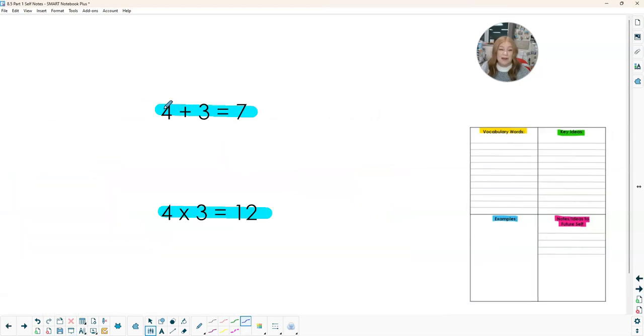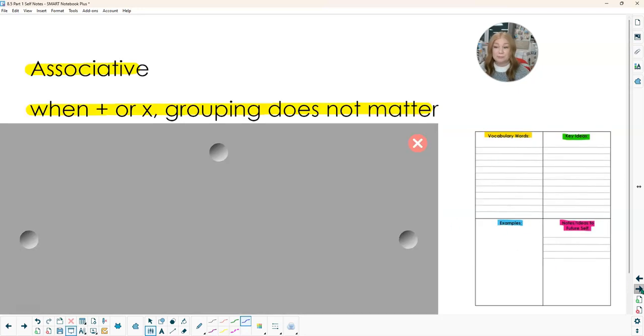So some examples, if I have 4 plus 3, that equals 7. I can change that and I can start with 3 and then get 4, but I will still end up with 7. And the same thing on multiply. If I have 4 groups of 3, I can also have 3 groups of 4 and it still equals 12, right? We are commuting and flipping. We're going back and forth, and it won't matter. Now, this does not work with subtraction or division. This only works with addition and multiplication.